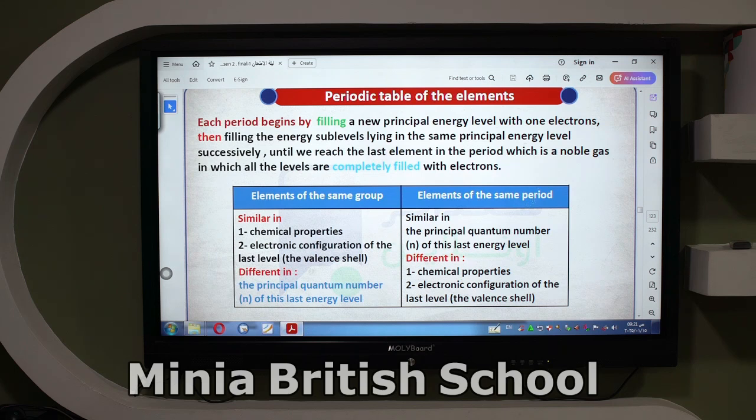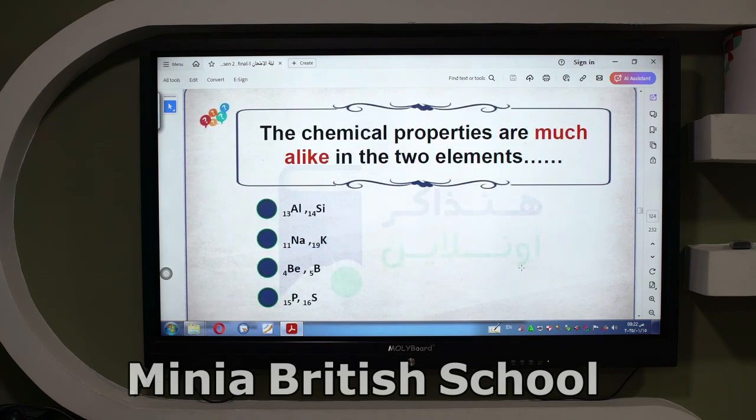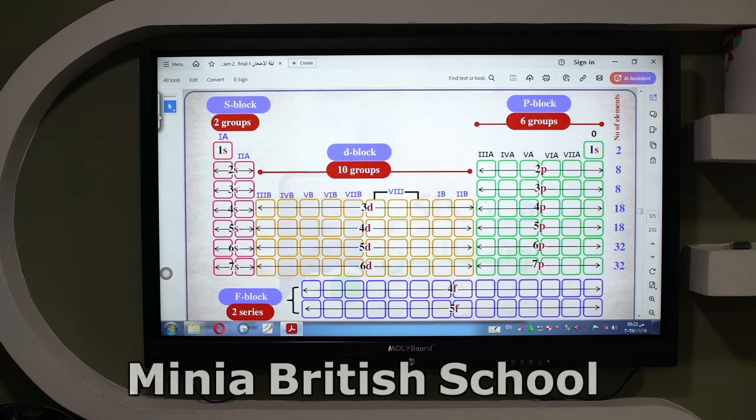Belongs to the same period. Okay, it's similar in what? Similar in principal quantum number n and in the last energy level. Different in chemical properties because it belongs to the same group and electronic configuration of the last level. Okay.